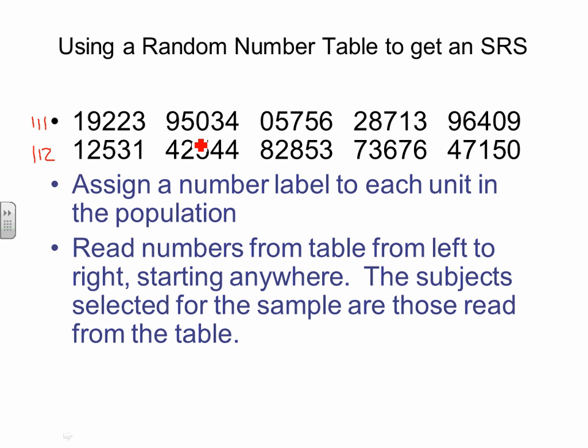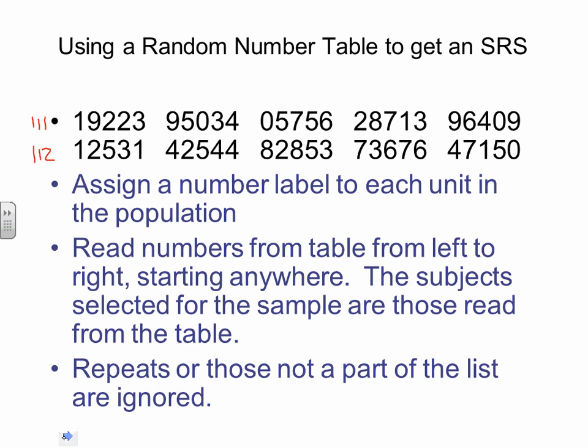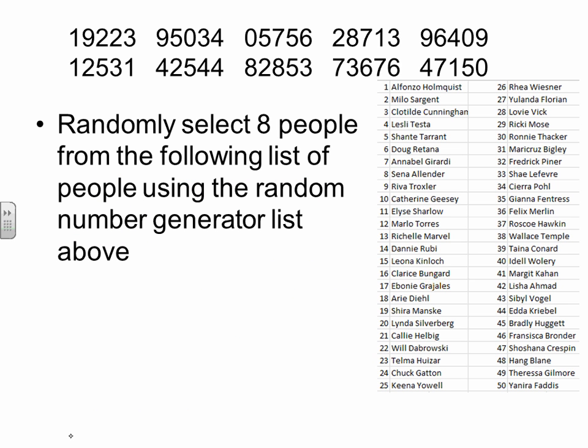Now, these are separated into groups of 5, but that's for no reason other than to keep the numbers organized so that you know where you are. You can think of this as just a continuous stream of numbers going 1, 9, 2, 2, 3, 9, 5, 0, 3, 4 with no gap, like these numbers are next to each other. The only reason they're separated in your book is so that you can see them easier and keep track of where you are. Repeats or numbers not a part of the list are ignored. Let's do that. So here's the same table. Here's a list of people, 50 people. This is our population.